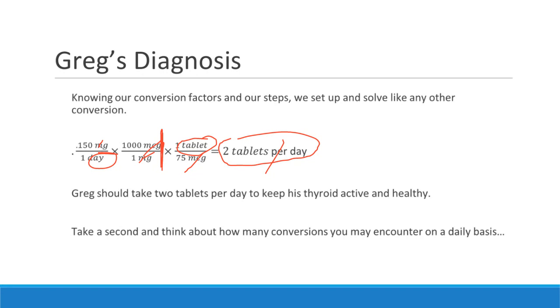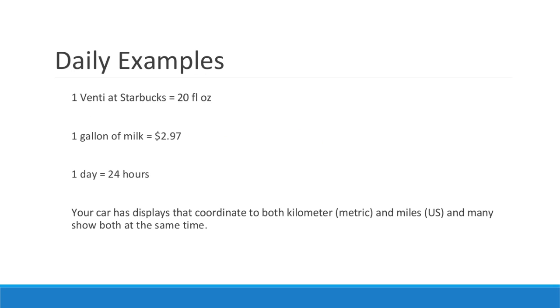So the last thing I'm going to leave you with is how many conversion factors do you deal with on a daily basis, right? I already said miles per hour, and that's really kind of an easy one. But you have a speedometer that displays both kilometers and miles per hour most of the time. You go to Starbucks, you get a venti. It's 20 fluid ounces. That's why it's called a venti. They're being really fancy, but it's just 20 fluid ounces. And venti is the word for 20 in, I believe, Italian.